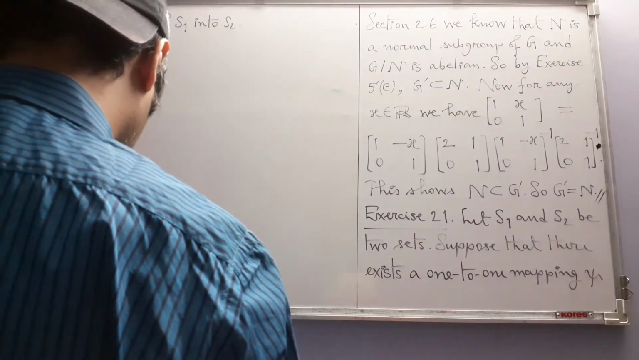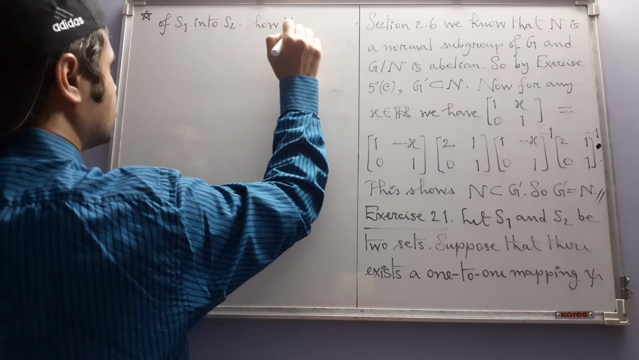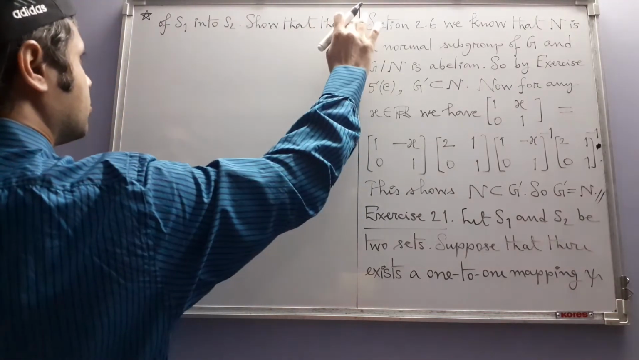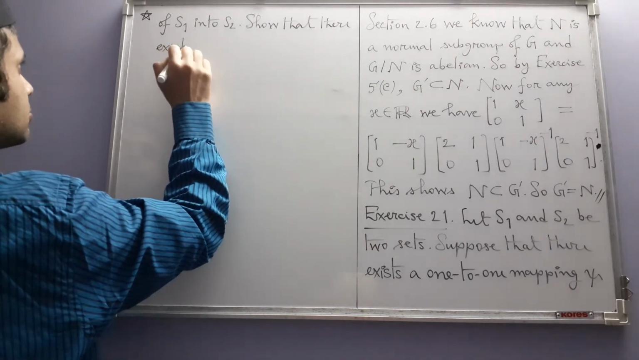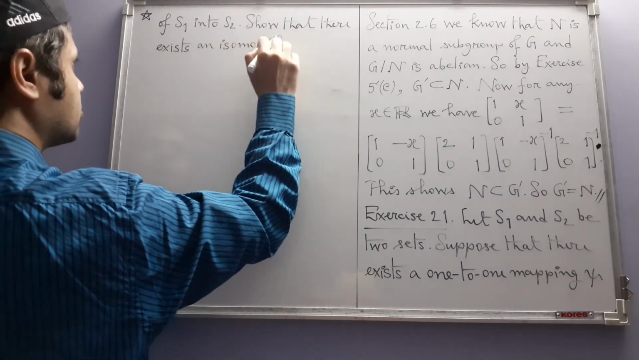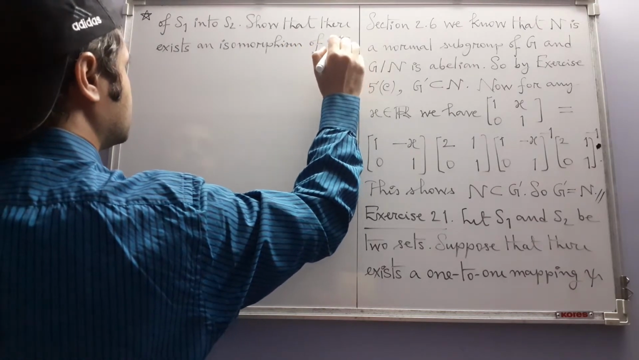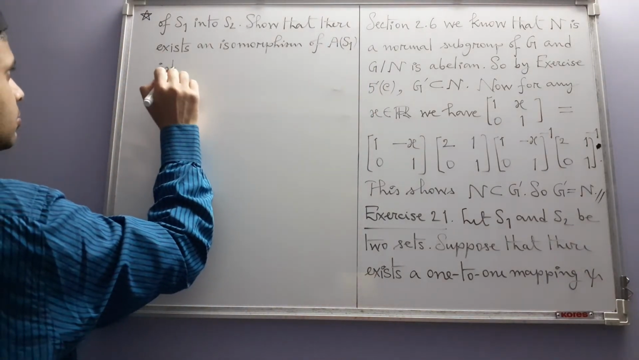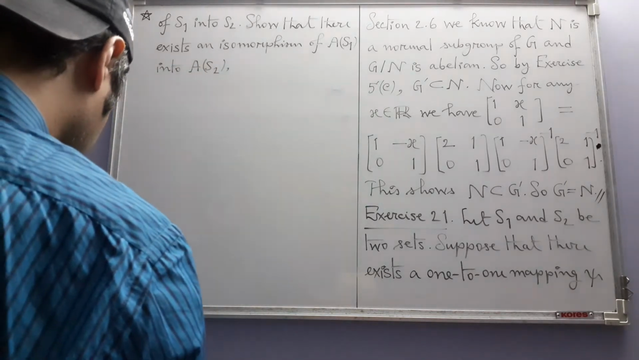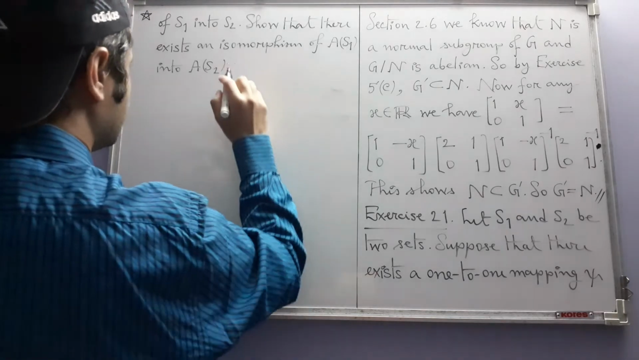Show that there is an isomorphism. There exists an isomorphism of the group A(S1) into A(S2), where of course we again recall that A(S) means the set of all one-to-one mappings of S onto itself.